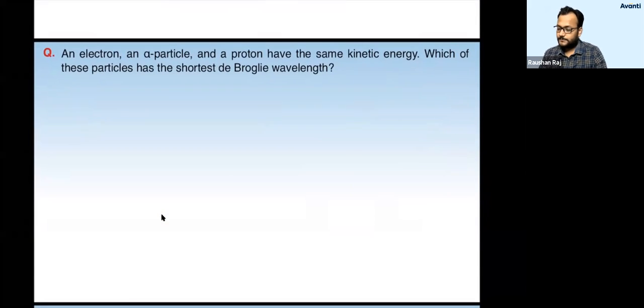चलो बच्चों लोग इसका आंसर करो. An electron, an alpha particle and a proton have the same kinetic energy. Which of these particles will have the shortest de Broglie wavelength? You have three particles, electron, an alpha particle and a proton. किसका सबसे छोटा de Broglie wavelength होगा? Don't worry guys, मेरे पास already solution ready है, so I'll give you the solution.